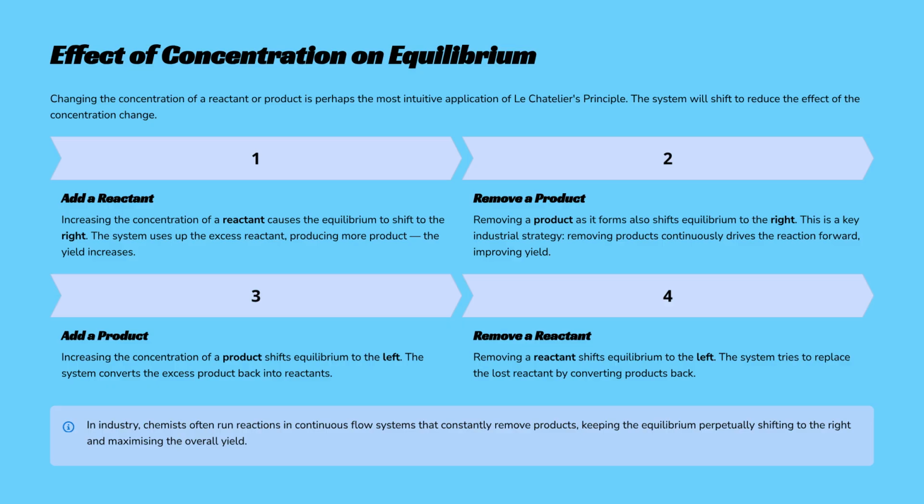Changing concentration is an intuitive application of Le Chatelier's principle. Adding a reactant shifts equilibrium to the right, increasing product yield. Removing a product also shifts equilibrium to the right, a key industrial strategy. The reverse changes shift the equilibrium to the left.